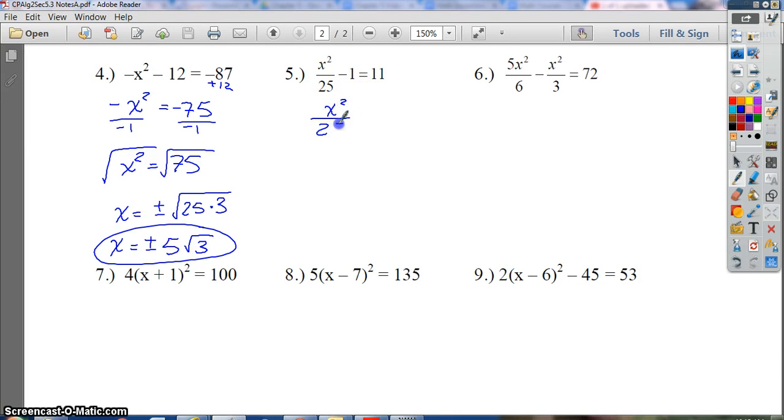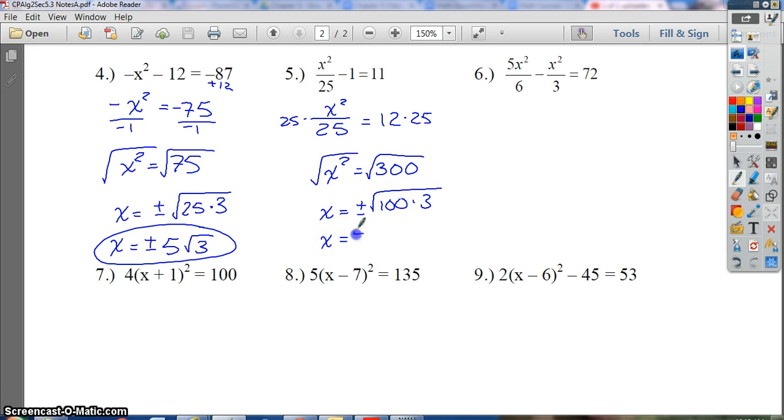And 5, I'm going to add 1 over. We get x squared over 25 equals 12. Multiply 25 over. If you have 12 quarters, how much money do you have? I believe that's $300. $3. Okay? So I'm going to take the square root of this, and it looks like plus or minus 100 times 3. What's the square root of 100, guys? Okay?